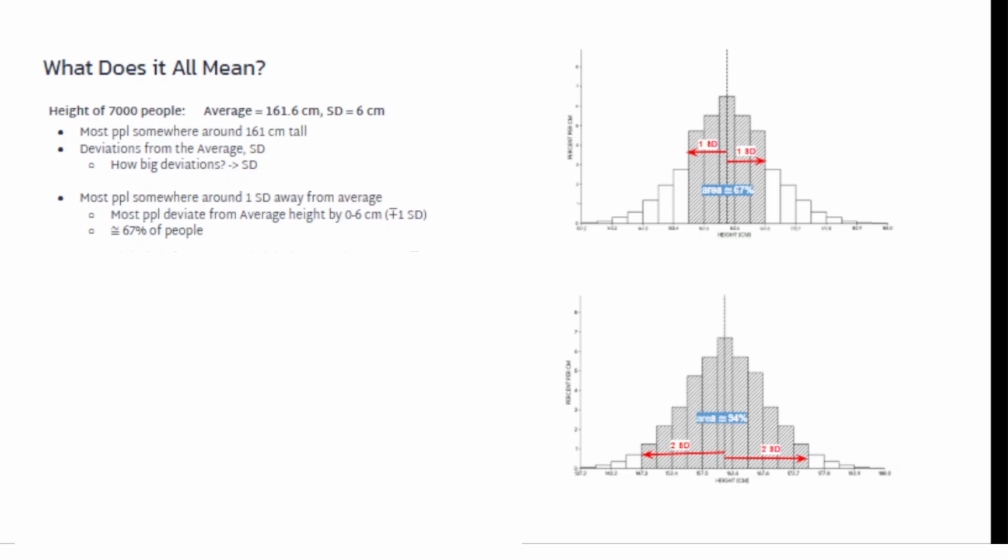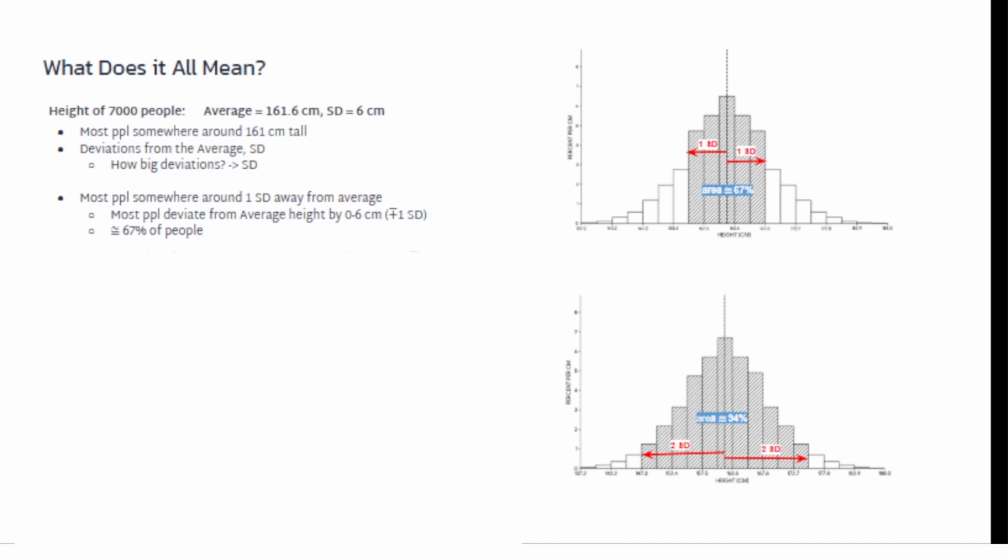And if you measure the area, you will find that it's about 94%. So you say that about 94% of the people differed from the average height by 2 standard deviations or less. And that is 12 centimeter or less. Remember, your standard deviation is given, and that's 6 centimeters. So you can say that about 94% of the people are different from the average height by 2 standard deviation or less. So you have an estimation of where your population is falling around the average in this way.